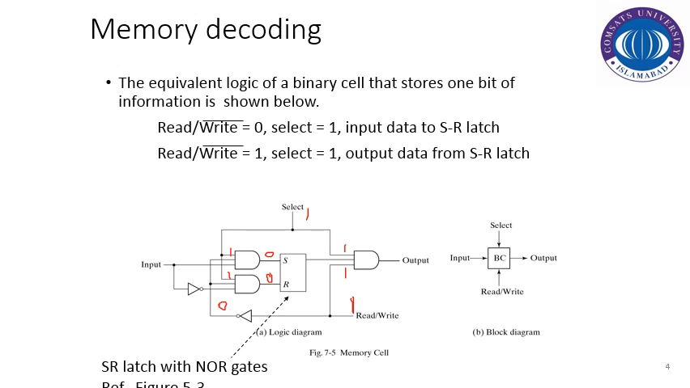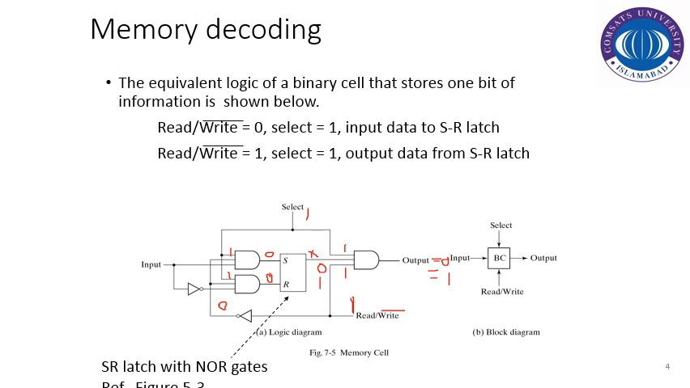So whatever is stored at this output line is applied at this AND gate. If this value is 0, we have an output of 0, and if this value is 1, that means 1 was stored in the SR latch, we get 1 at the output. So basically, if we set read/write equal to 1, we are performing the read operation. So this line is basically read/write bar.